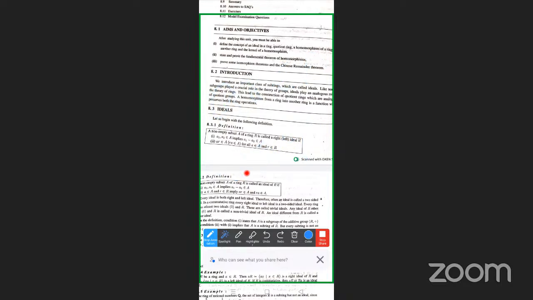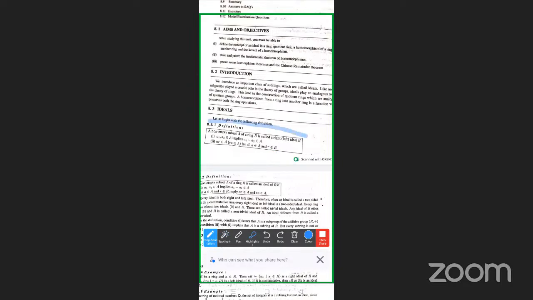So ideal definition, first condition: a1, a2 belongs to capital A implies a1 minus a2 belongs to capital A. Second condition: a into r belongs to capital A. In brackets, also look at r into a, so r into a belongs to capital A, for all a belongs to A and r belongs to R. So this is the condition for an ideal.